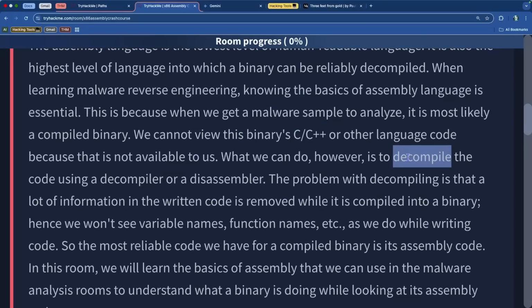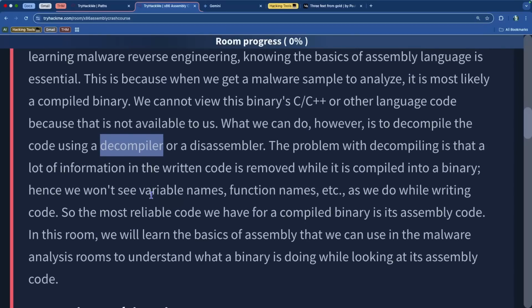So what we can do is decompile the code using a disassembler or a decompiler. The problem with that step is that a lot of the information in the code is removed while it's compiled into a binary. So when it's being compiled into binary form, a lot of the written information, key information, is removed. For example, you don't see the names of variables, you don't see names of functions, and a lot of other key information that would actually help you make sense of it.